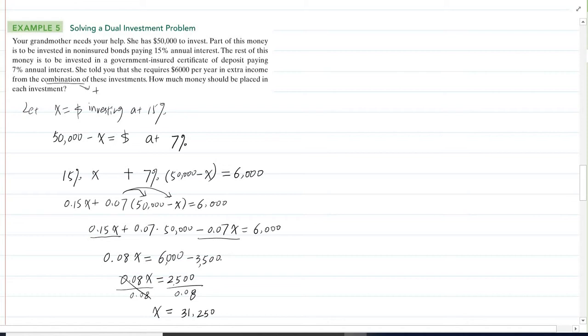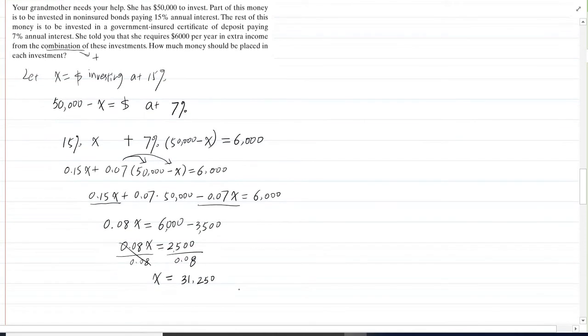Okay, so if you look at the question, are you done? You're not done, because you only found the investment at the 15% rate. We also need to find the other one, which is at the 7% annual interest. So this 31,250 is at the 15% interest rate. Let's find the other one: that will be 50,000 minus $31,250, which gives you $18,750. That will be at the 7% interest rate. So that is your final two answers.